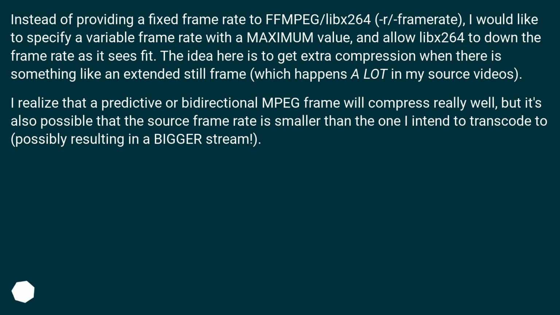The idea here is to get extra compression when there is something like an extended still frame, which happens a lot in my source videos. I realize that a predictive or bidirectional MPEG frame will compress really well, but it's also possible that the source frame rate is smaller than the one I intend to transcode to, possibly resulting in a bigger stream.